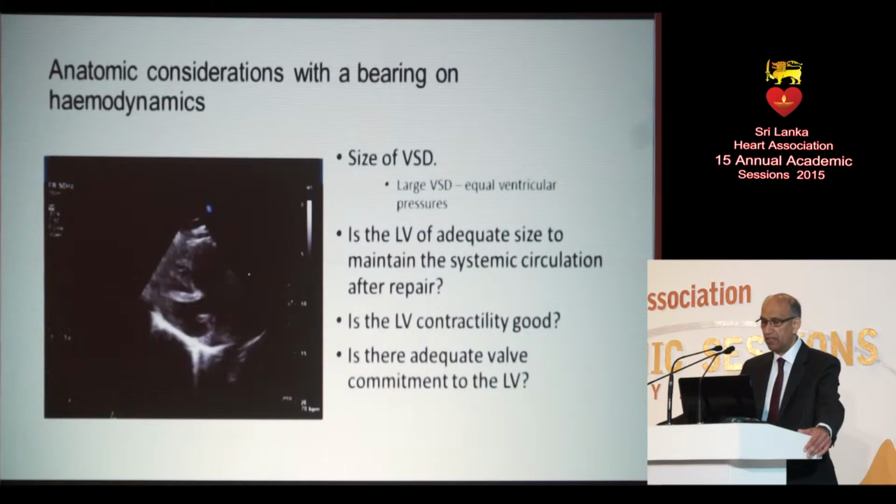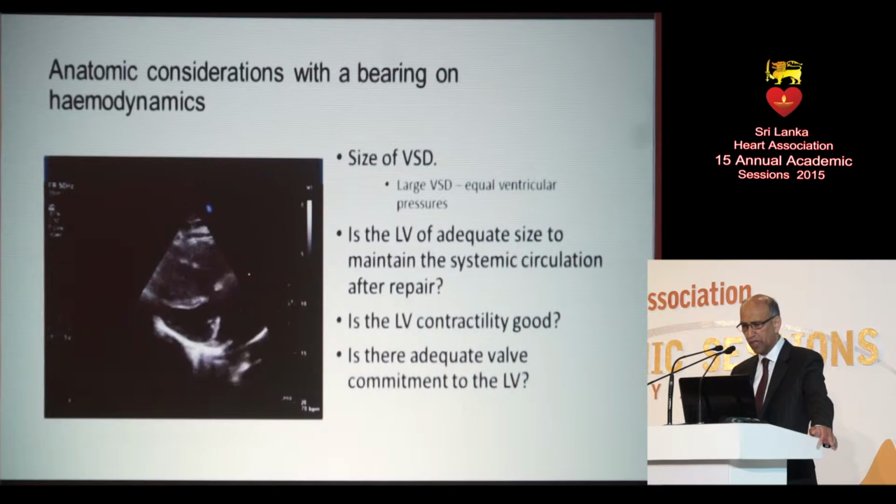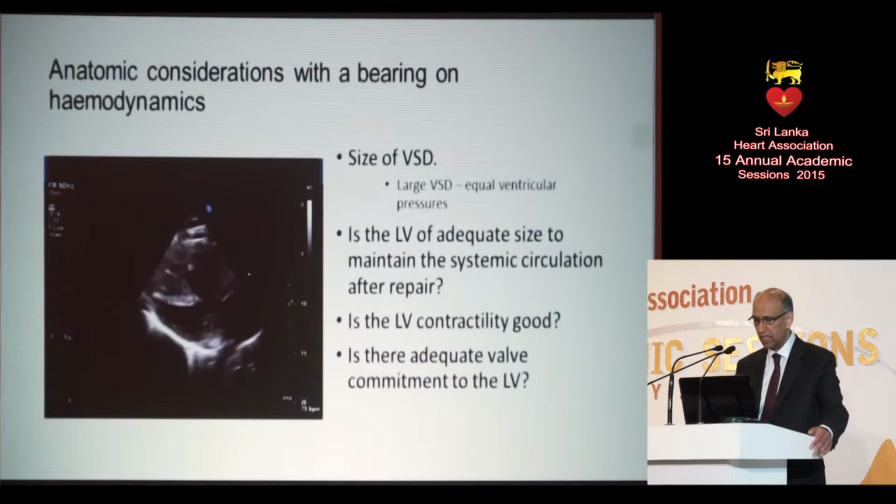We want to know whether the left ventricular contractility is good. We look at particularly the free wall motion, because we know once the septum is patched, the septal function may not be entirely reliable. But most of all, we want to know whether the atrioventricular valve, which is a common valve, can be committed to both ventricles, and in particular, the left ventricle. So in this picture, we carefully look at how the valve opens and what its potential is for committing it to the left ventricle.